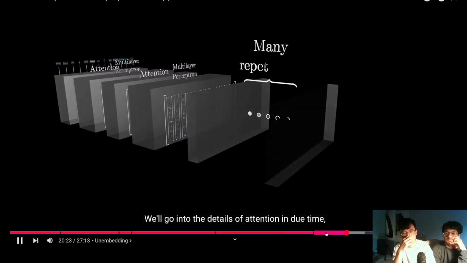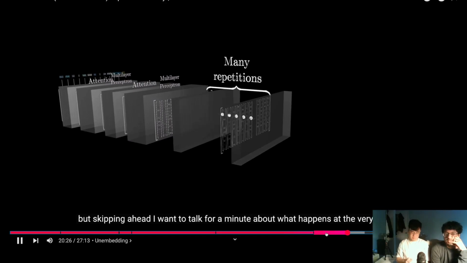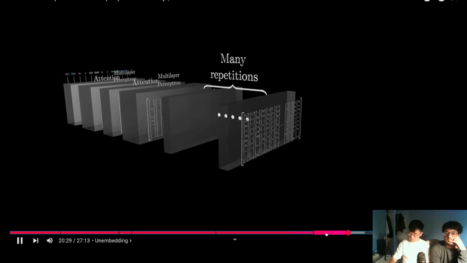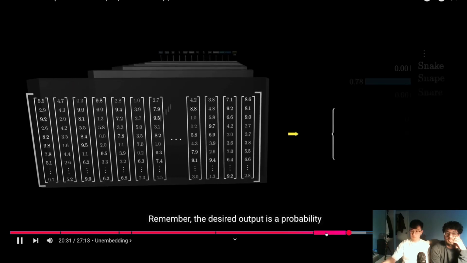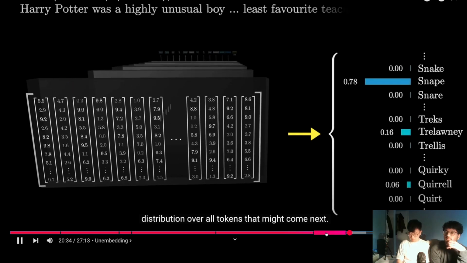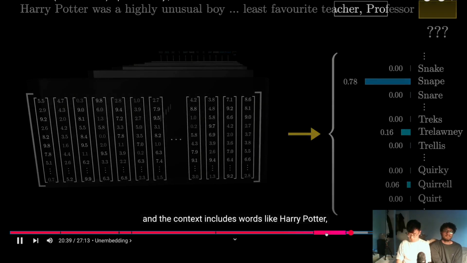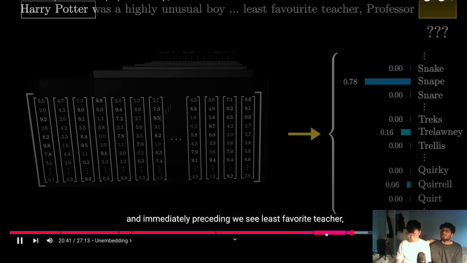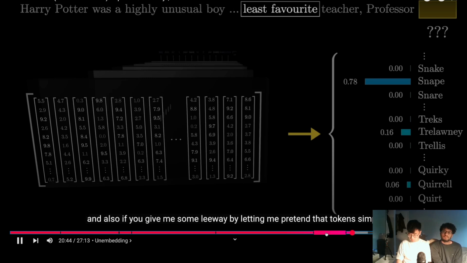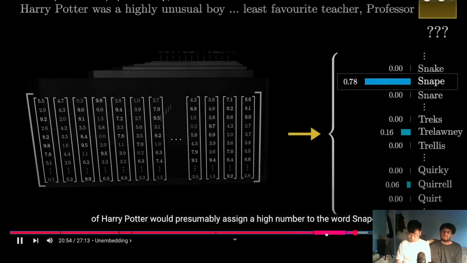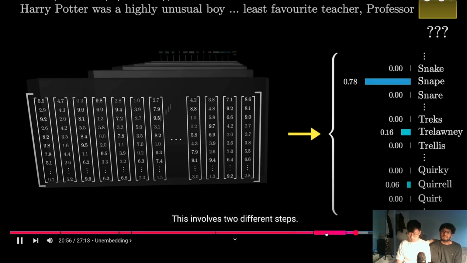We'll go into the details of attention in due time, but skipping ahead, I want to talk for a minute about what happens at the very end. Remember, the desired output is a probability distribution over all tokens that might come next. For example, if the very last word is professor, and the context includes words like Harry Potter, and immediately preceding we see least favorite teacher, and also be giving some leeway by letting me pretend the tokens simply look like full words, then a well-trained network that had built up knowledge of Harry Potter would presumably assign a high number to the word snake.